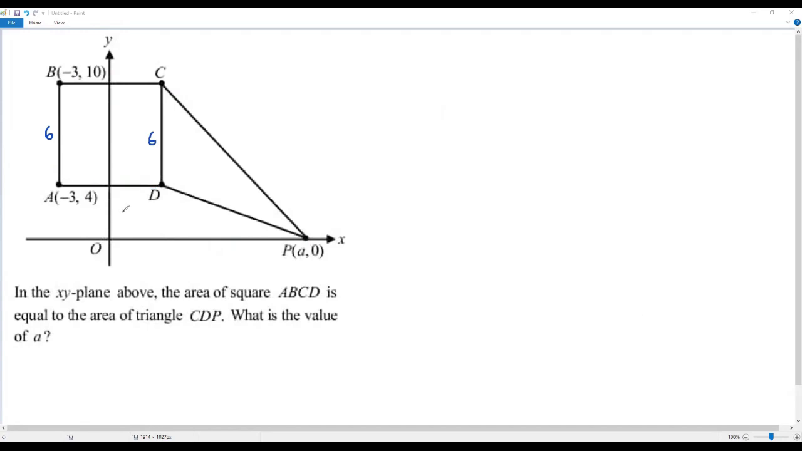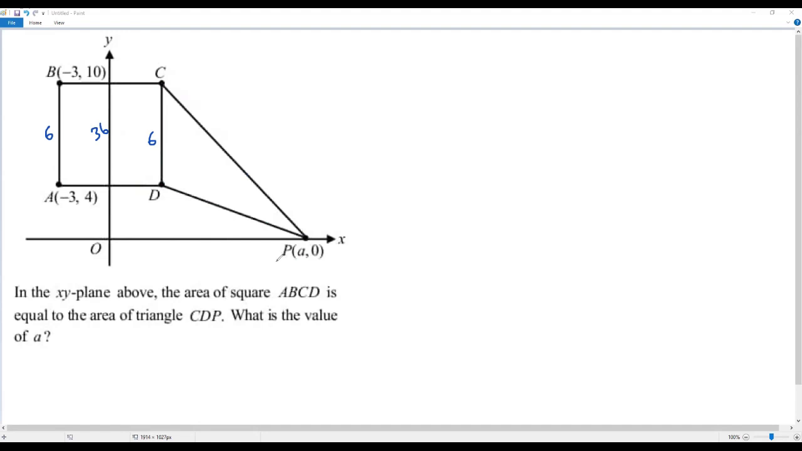And we know the formula to get the area of a square, that is side times side. That is 6 times 6, which is 36 square units. Here I got the area of the square, 36 square units. We know that the area of square ABCD and the area of triangle CDP are equal. Now we have to get the area of this triangle CDP, and we can equate that area to 36, the area of the square. Using that equation, we'll be able to solve for the constant A.